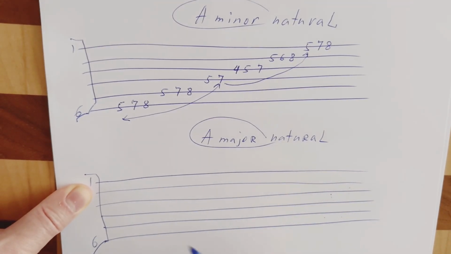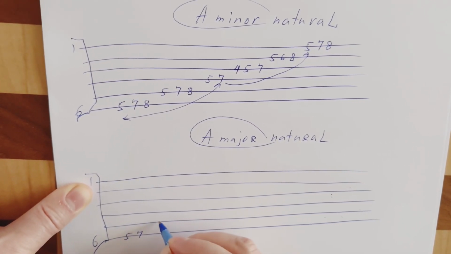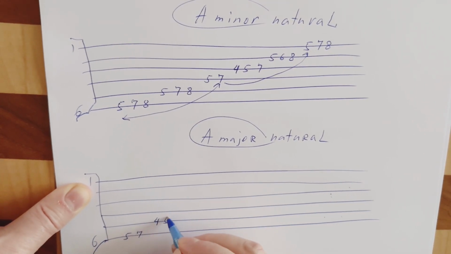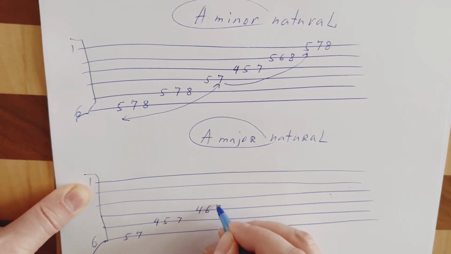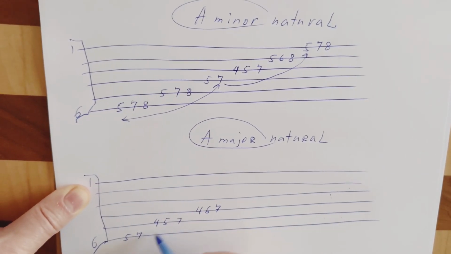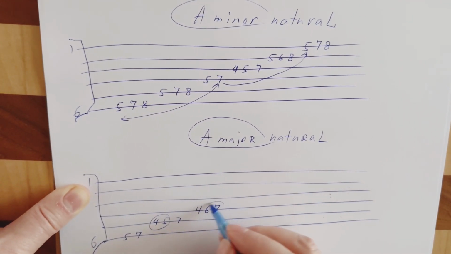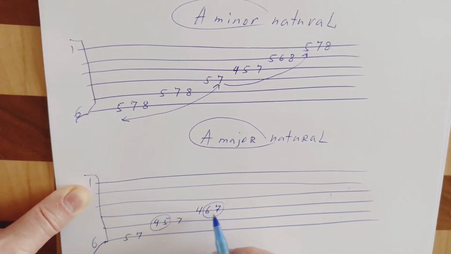If it's A major, your tabs are going to look like 5, 7, and then 4 on string number 5, because it's tone, tone, then semitone, right? And if you want to complete one octave, it's going to be 4, 6, 7, right? Tone, tone, semitone, tone, tone, tone, semitone. So semitones are here and here. Tone, tone, semitone, tone, tone, tone, semitone.